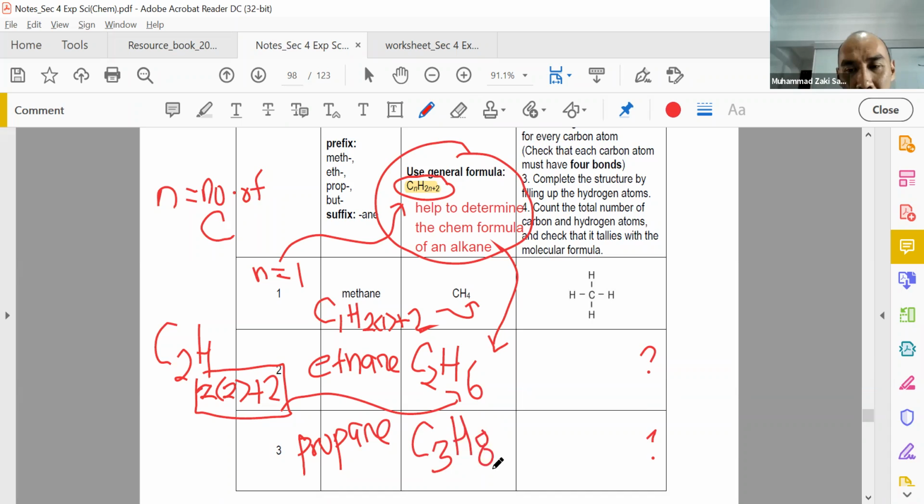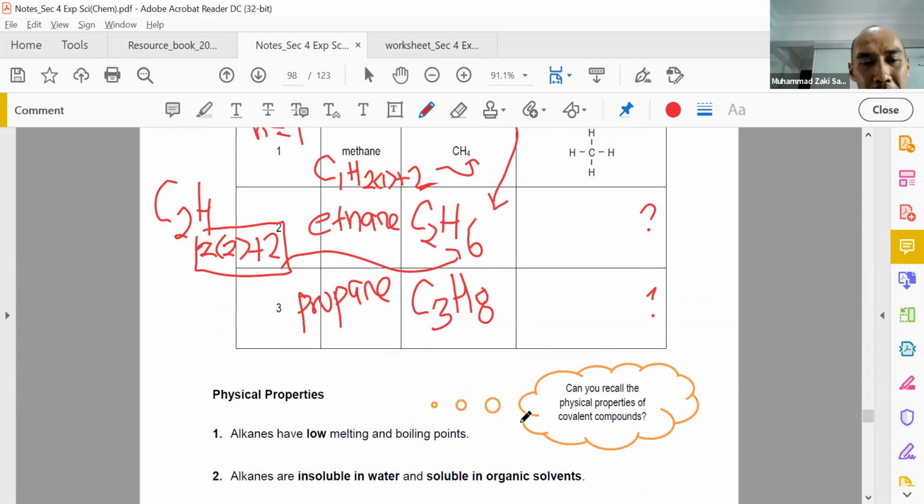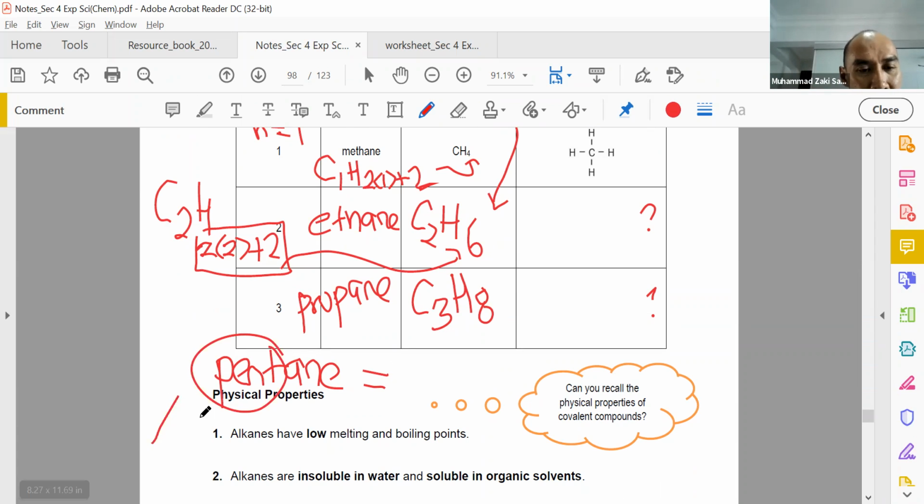Let's try one more. How about pentane? Let's try to guess. Pentane. Pentane is from the Greek for five, like a pentagon. How does a pentagon look? A pentagon has 5 sides. Let's try.